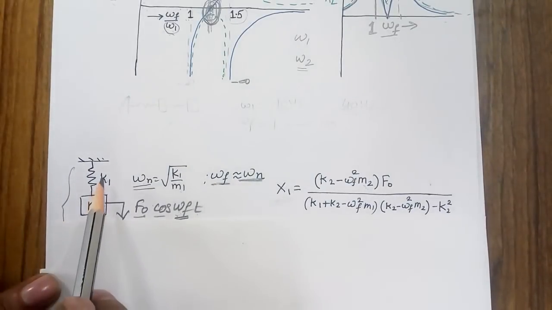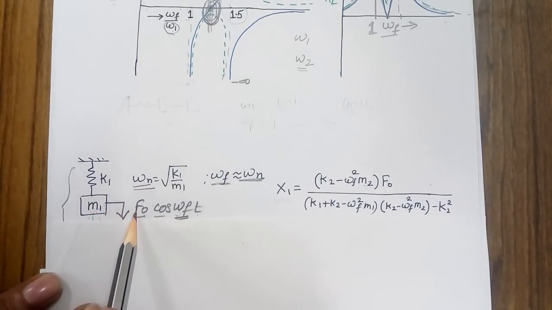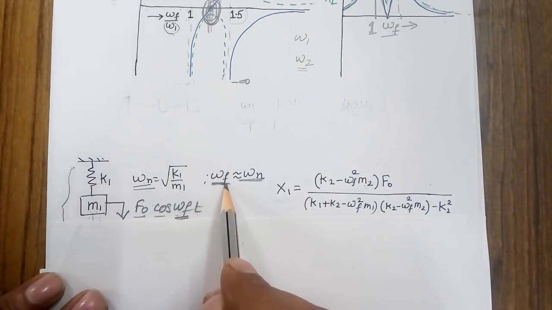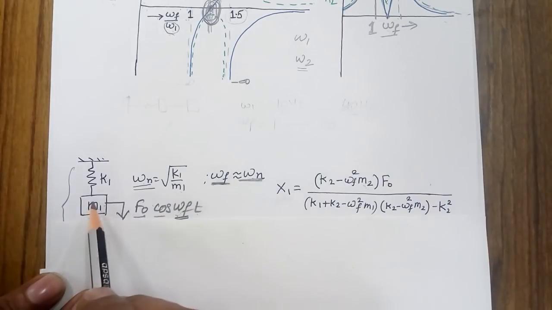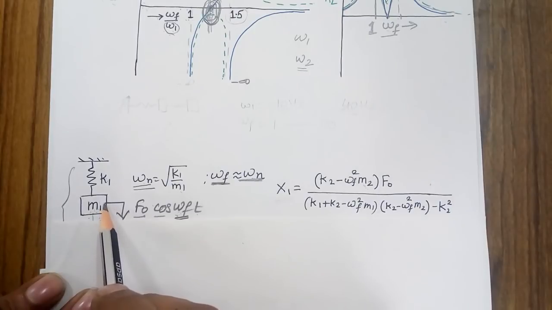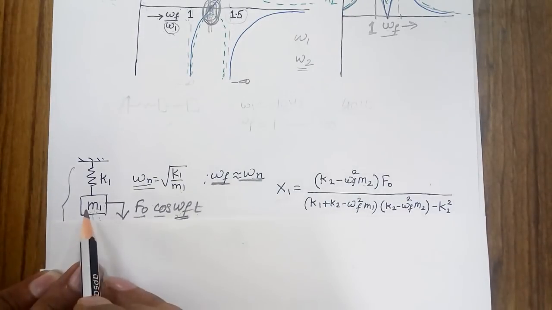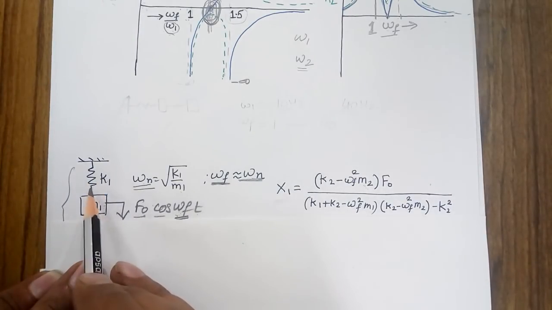I have a single degree of freedom system of stiffness K1 and mass M1, and I am applying a harmonic force to my system of magnitude F0 cos omega_f t. Omega_f is the excitation frequency, and if I assume that the excitation frequency is very close to the natural frequency of my system, I will have resonance, or the vibration level of the mass will be very high.